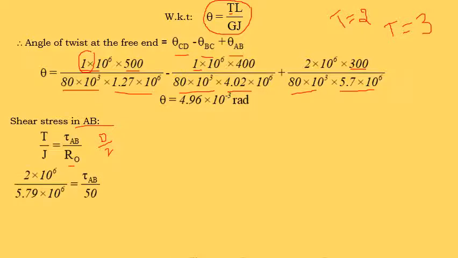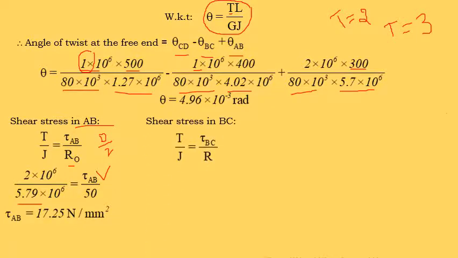Since torque is 2 into 10 to the power of 6, J3 value 5.79 into 10 to the power of 6, tau AB is unknown, we have to determine. Then outer diameter is 100, 100 by 2 is 50. By solving this equation, we got tau AB 17.25 Newton per millimeter square.